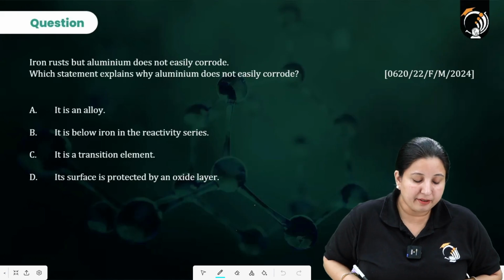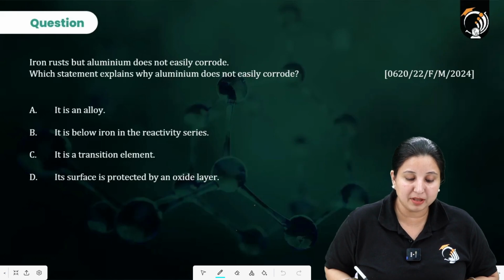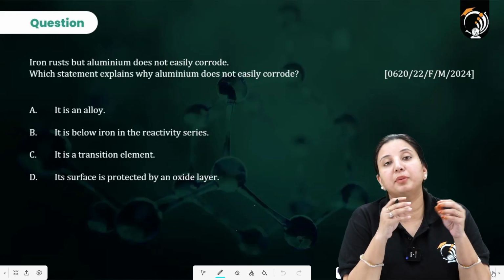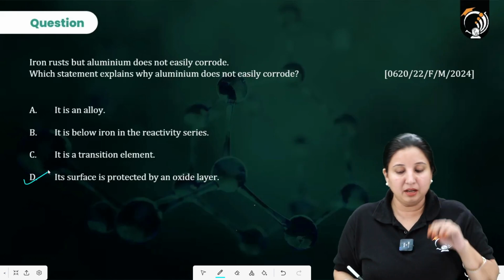Next, iron rusts but aluminium does not easily corrode. Which statement explains why aluminium does not easily corrode? Basically, aluminium does not easily corrode because it forms the oxide layer. So option D is going to be the correct answer.